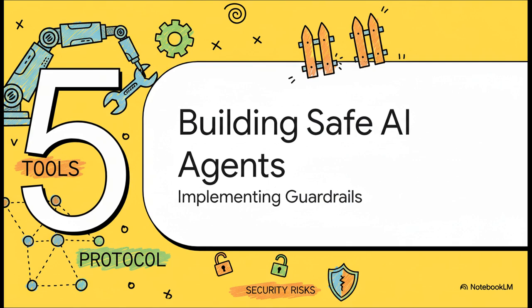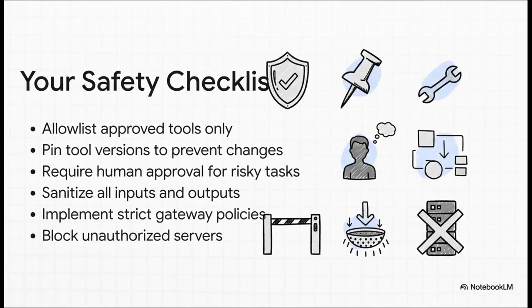The answer is all about building strong guardrails. This is your safety checklist. And these aren't suggestions, these are basically non-negotiable. First off, you only allow list tools you have personally vetted and approved, period. Second, you have to pin tool versions to stop those sneaky, unexpected updates. For anything risky, deleting data, spending money, you need a human to sign off, every single time. It's also critical to sanitize all your inputs and outputs, basically treat all data like it could be hostile. And finally, you need strict gateway policies that block any and all connections to unauthorized servers. You have to build the fence yourself.